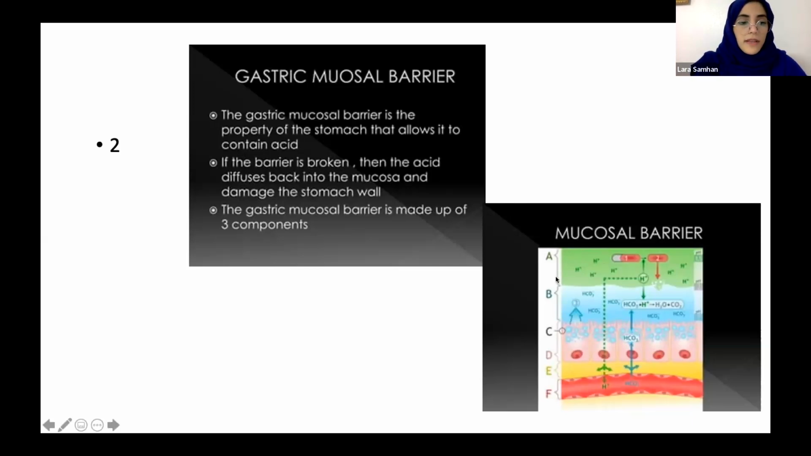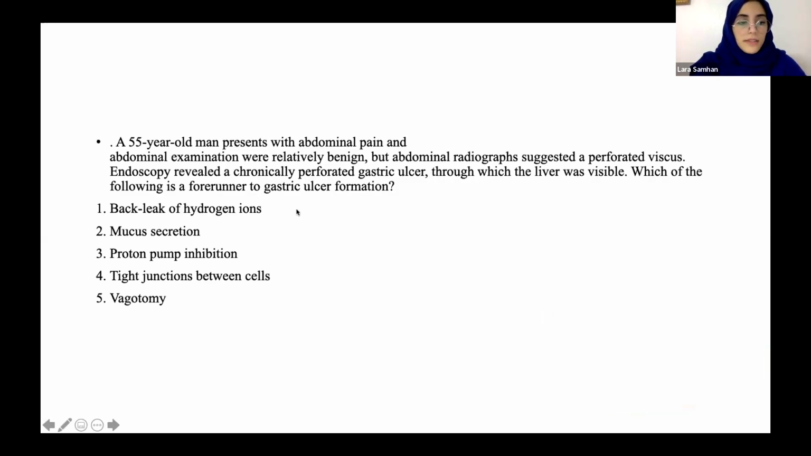Okay, so also we have here this picture that shows the mucosal barrier, how it looks like, and it's basically having 3 layers. Okay, so moving on to this next question. What do you guys think is the answer? Okay, perfect. Any other guesses?